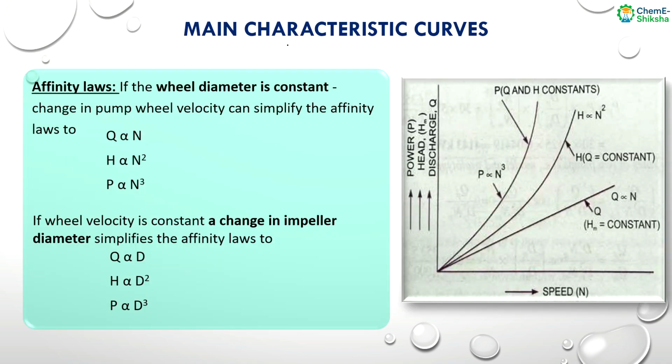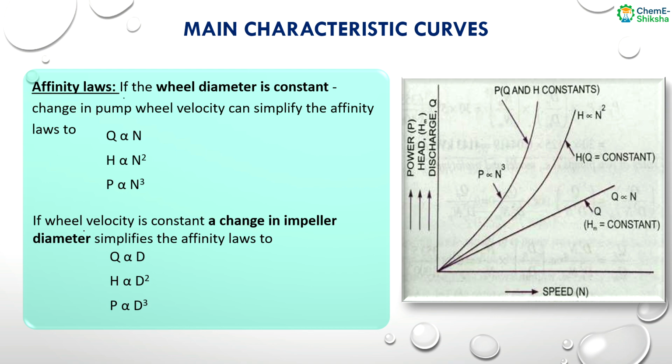Now the main characteristic curve can be defined by the affinity law. So when the impeller diameter is constant, that is D is constant, how the pump wheel velocity is affecting the flow rate, head and power consumption can be given by this affinity law: Q is proportional to N, H is proportional to N square, and P is proportional to N cube.